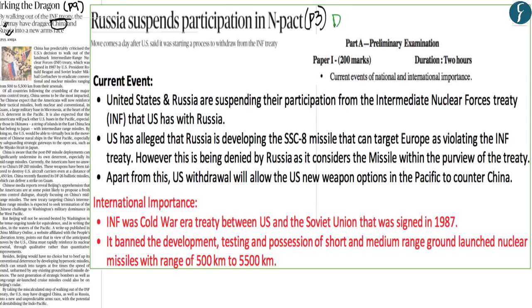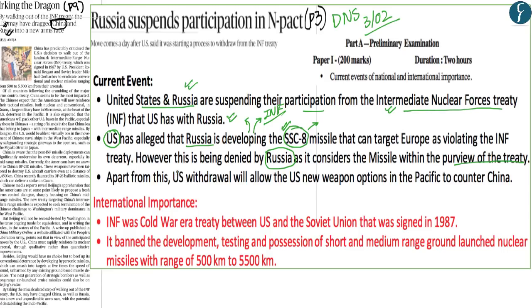Now in the DNS of 3rd of February, we had already discussed the INF treaty, whereby the United States and Russia had suspended their participation in the Intermediate Nuclear Forces Treaty, or the INF treaty. The US has said that it is withdrawing from this treaty because Russia is developing the SSC-8 missile. And the US has said that this SSC-8 missile which Russia is developing violates the INF treaty. However, according to Russia, this SSC-8 missile which it is developing is within the purview of the INF treaty. But nevertheless, both the United States and after that Russia have decided to withdraw from the INF treaty.